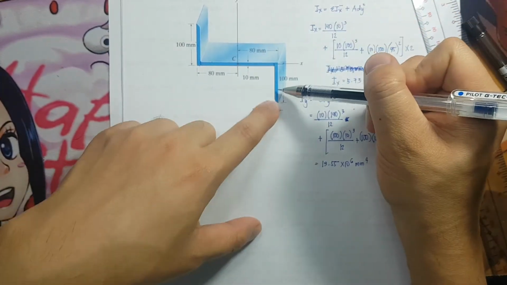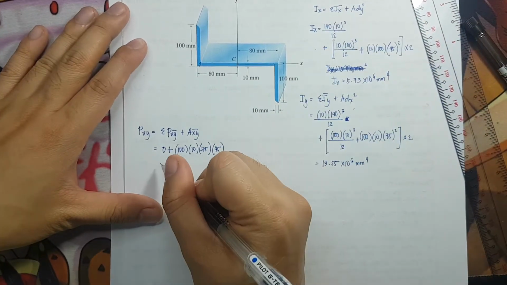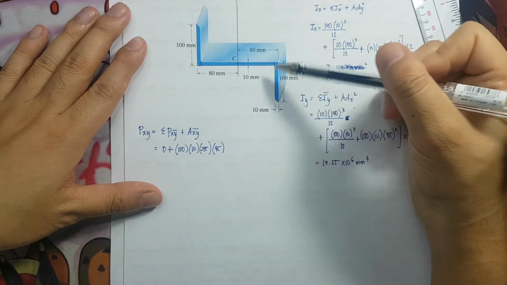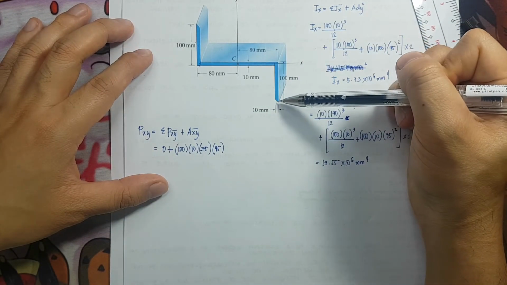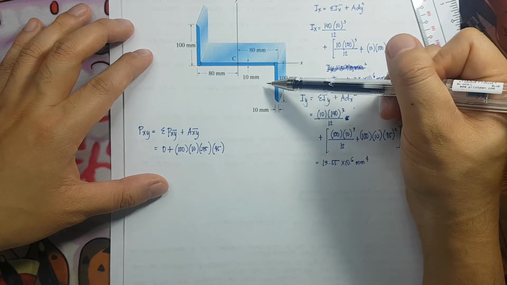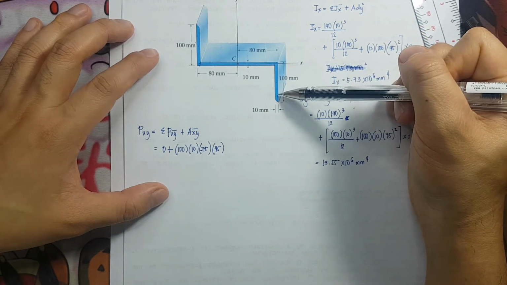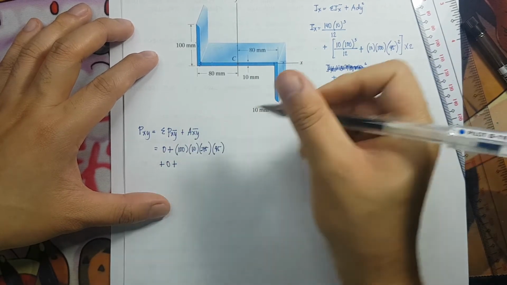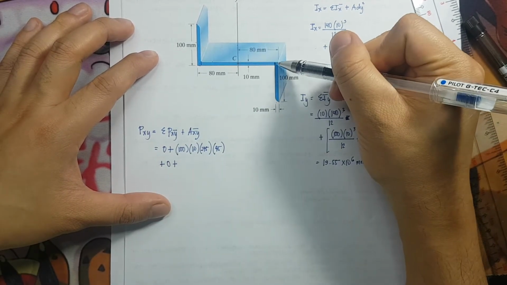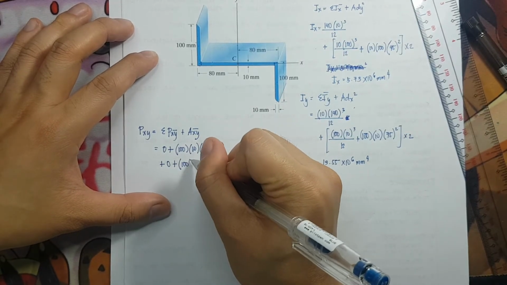Next would be this second vertical part. For the Pxy, take note, we are going to consider this as a rectangle. It has symmetry with respect to the x and the y axis. Therefore, Pxy is 0, so plus 0. Plus the area is 100 times 10.